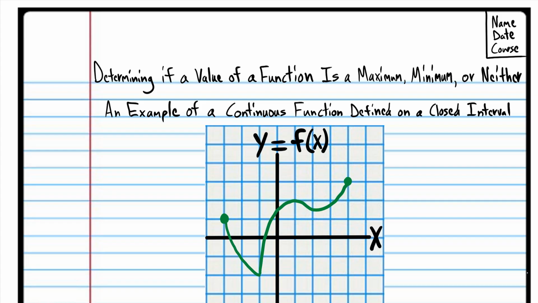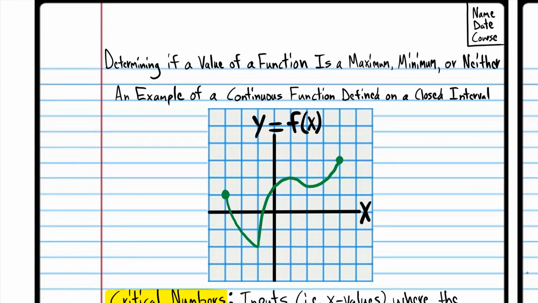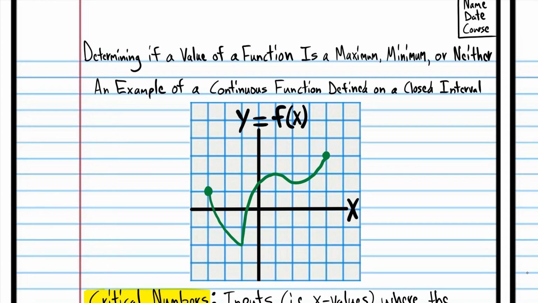In the previous class, we had a particular situation that we dealt with. A situation where we had a continuous function on a closed interval. So here's an example of that scenario. And we learned how to find the biggest y value and the smallest y value of the function on that interval.